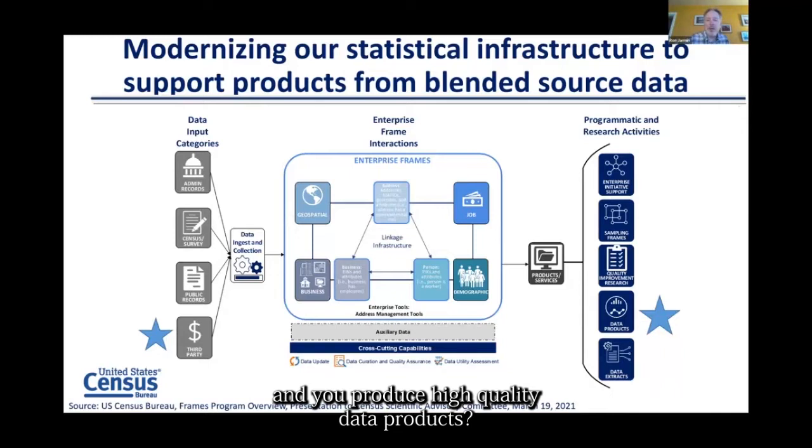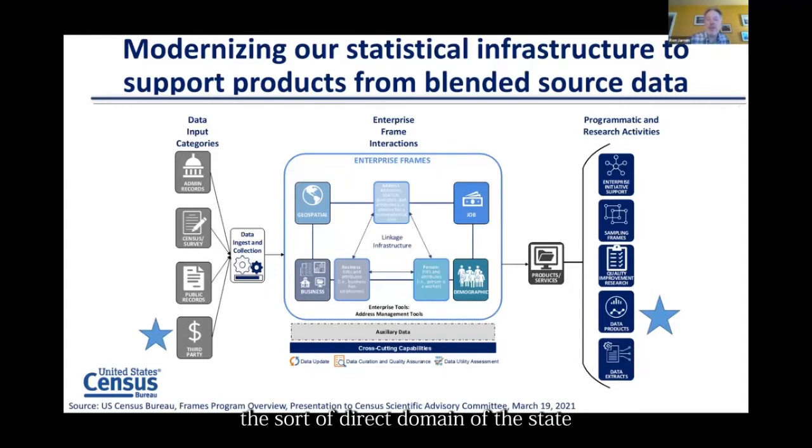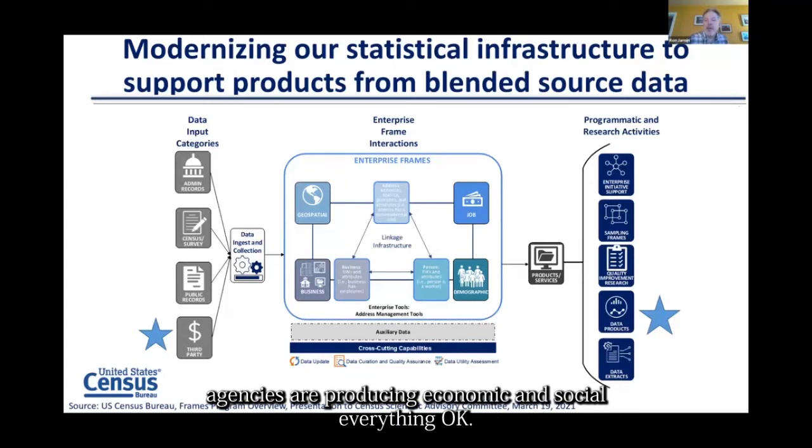But then that flows through to the right-hand side of the figure, and you produce high quality data products. I think there's potential here to use this kind of environment for things that maybe aren't the direct domain of the stat agencies of producing economic and social data.